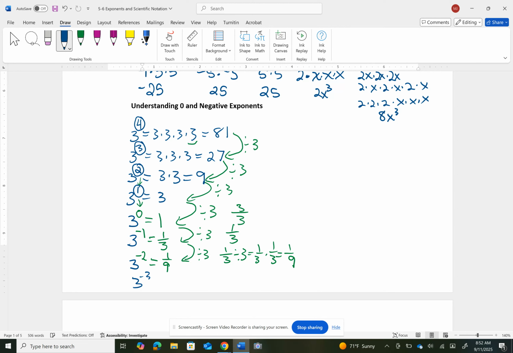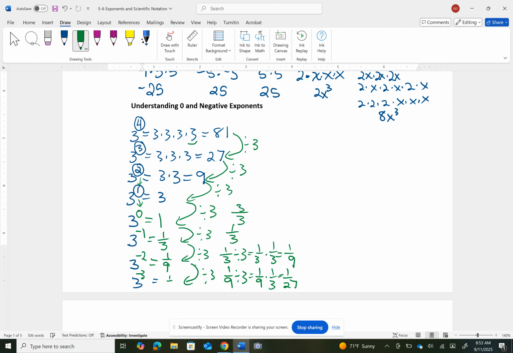And 3 to the negative 3, divide by 3 here. Let me make that green like the others were. Oops. Okay, so when I drop that exponent one more time, and I think about dividing what I had by 3, that one turns out to be 1/27th.